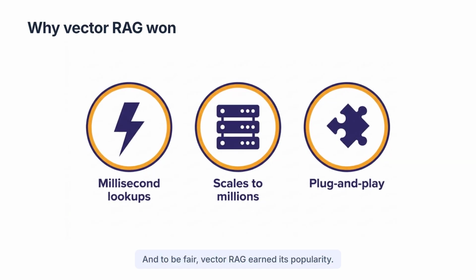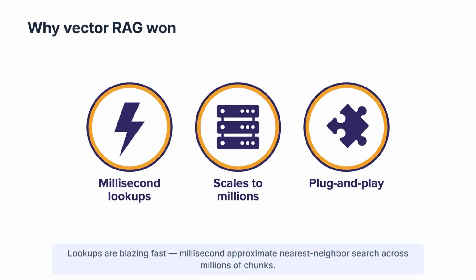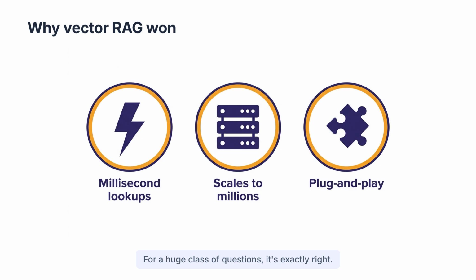And to be fair, vector RAG earned its popularity. Lookups are blazing fast, millisecond approximate nearest neighbor search across millions of chunks. It's plug and play, it scales without breaking a sweat, and it copes gracefully with messy, unstructured text. For a huge class of questions, it's exactly right.